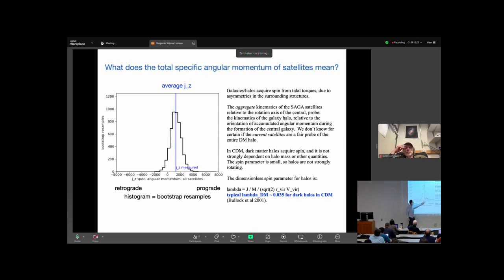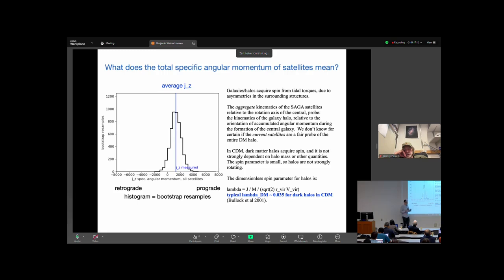Another thing about CDM is that dark matter halos acquire spin. They have a spin parameter. That spin parameter, if you put it in these specific angular momentum terms, is the angular momentum divided by the mass, divided by a couple of a radius and velocity that make it dimensionless. So this is a very well-studied theoretical quantity. It's called lambda. The typical lambda for dark matter halos in CDM, there's a paper by somebody named James Bullock that has measured it, it's usually about 0.03 to 0.05. It's quite small. Halos don't rotate super fast.